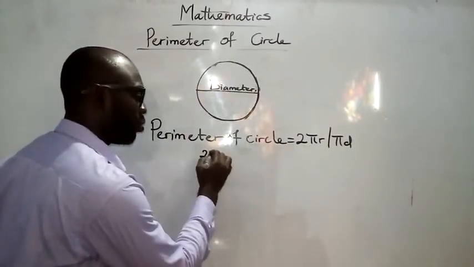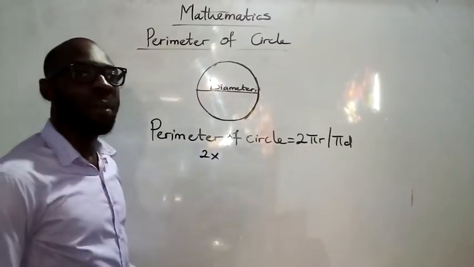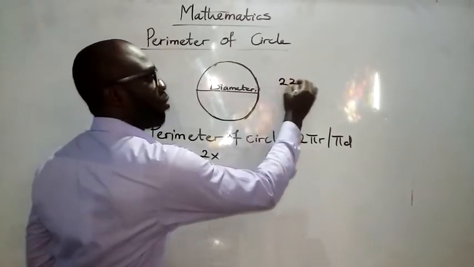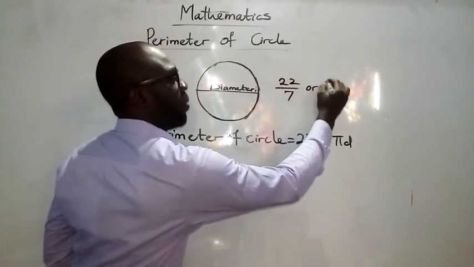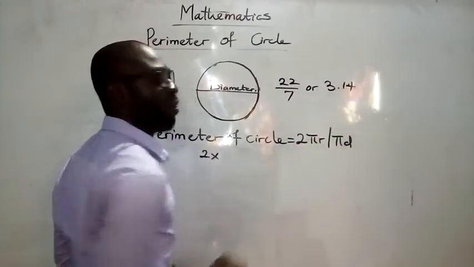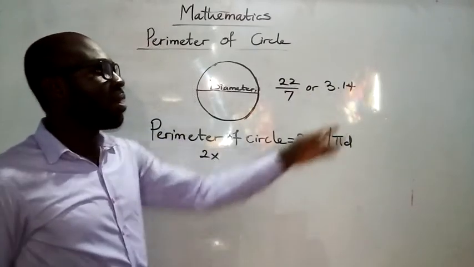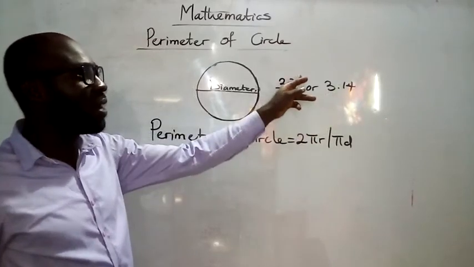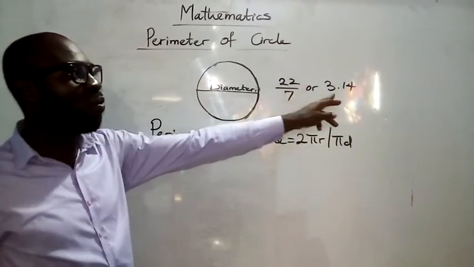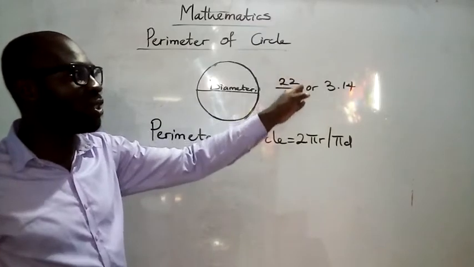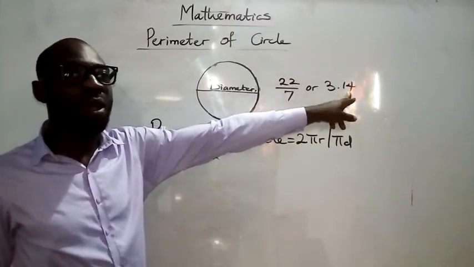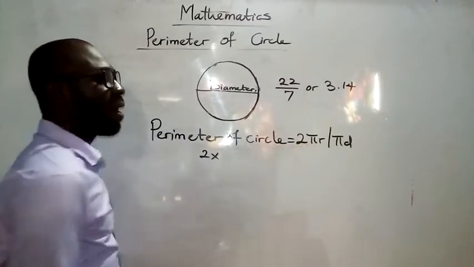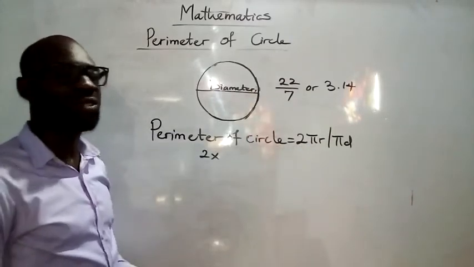So we have 2 and pi. The word pi is a Greek word represented as what? 22 over 7 or 3.14. How were we able to achieve this 3.14? Simply by dividing 22 over 7, we have 3, with the remainder which is being divided, and we have the decimal 14. So we are using 2 pi r when the pi is 22 over 7.